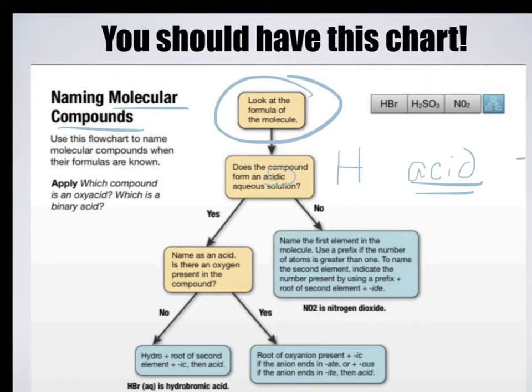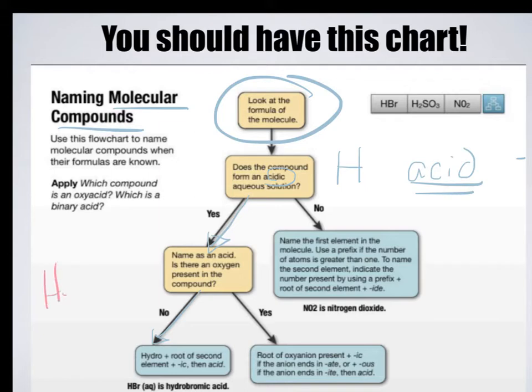That tells you it starts with a hydrogen somewhere. There are hydrogens that can be sort of donated. If it does have a hydrogen at the beginning of it, if it is an acid, then you have to look and see if there's oxygen present. If there is no oxygen present, then we use hydro plus the root of the element, ic acid. That's where we get the term hydrochloric acid from.